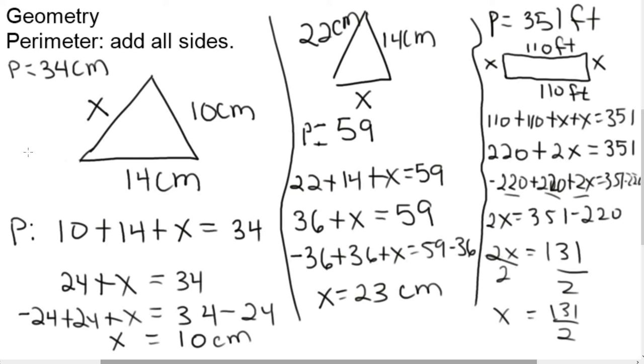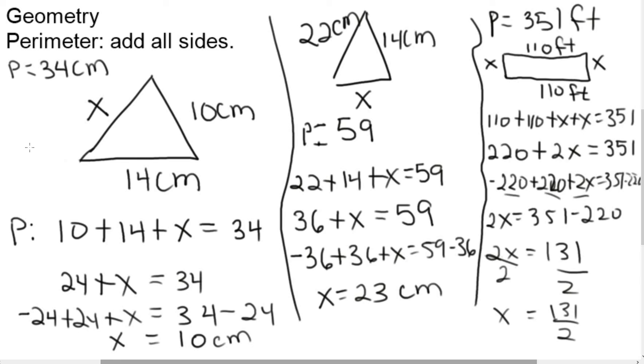Same for the next triangle. We had two sides and we had the total. So writing it out, we know perimeter means adding up all sides, so we add up x plus 14 plus 22 to get 59. And we do those basic rules that we learned here to solve for x.